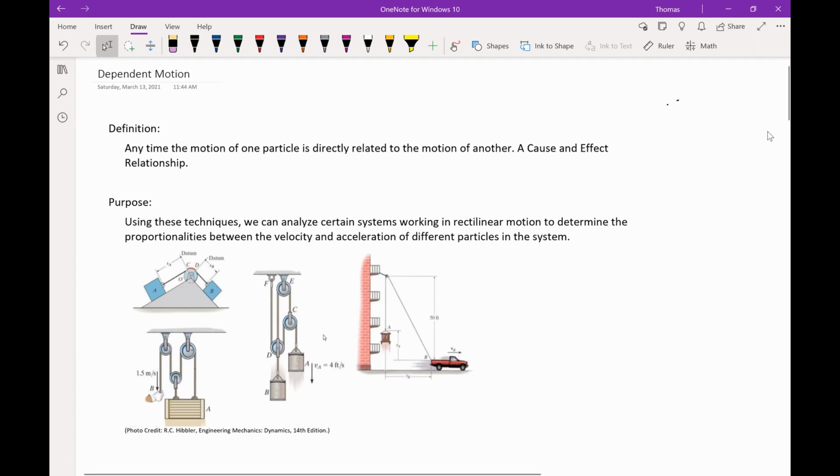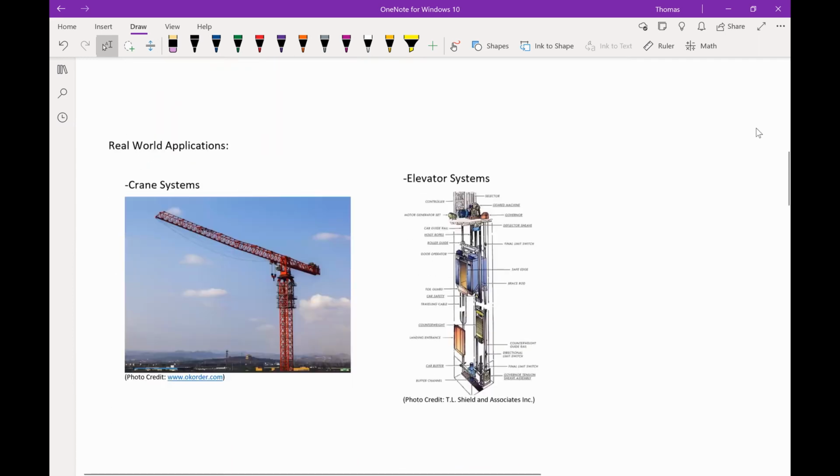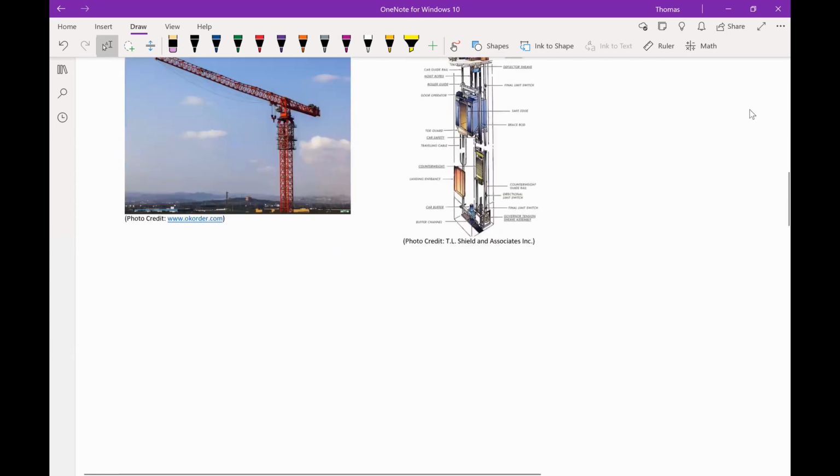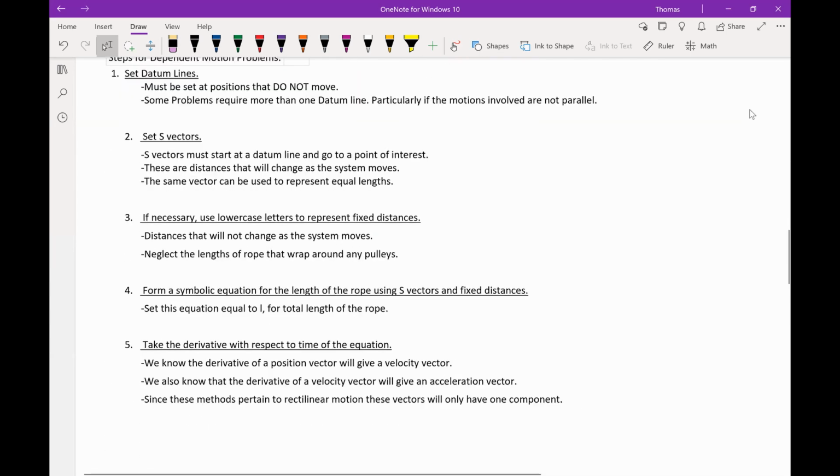Dependent motion is any time the motion of a particle is directly related to the motion of another particle. Using these techniques, we can analyze certain systems to determine the relationship between acceleration, velocity, and the displacement of two particles. The most common real-world applications where we can expect to see examples of dependent motion are in crane and elevator systems, as they mechanically operate using the same basic principles of pulleys.